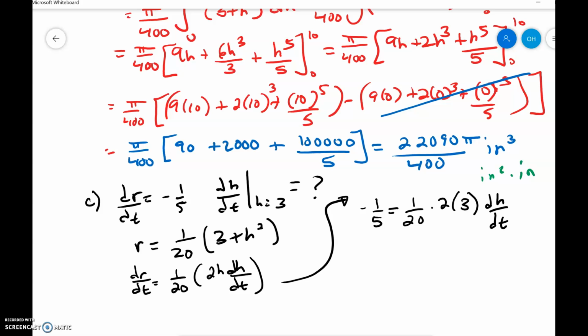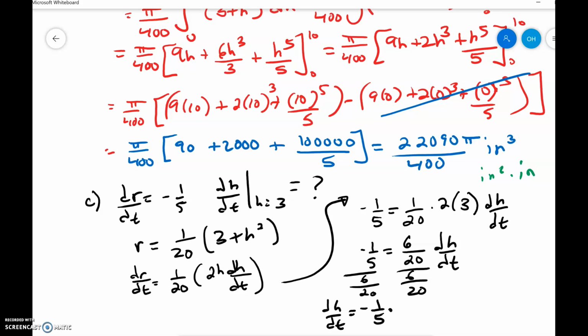So now that we plugged in and chugged, now I can just solve this. So I have negative 1/5 over here. I have 6 over 20, which I could reduce to 3/10. And now I'm just going to divide. And when I divide by 6 over 20 on both sides, remember that when you divide two fractions, you have to keep change flip. So dh dt is equal to negative 1/5 times 20 over 6. And you can multiply straight across, and you would get negative 20 over 30. And it's dh dt, so the unit should be inches per second. And you could absolutely reduce that to negative 2/3 inches per second. That's it.